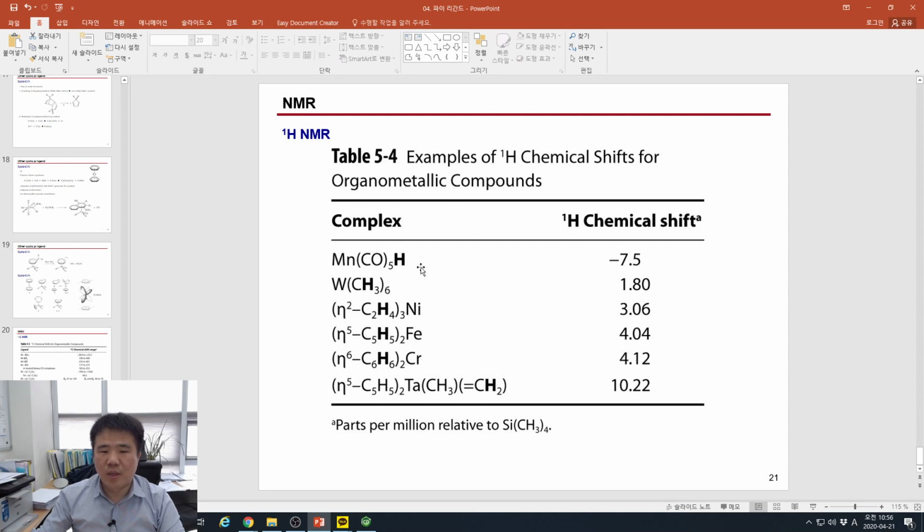How about proton? Proton is the same. The chemical shift in this case is shielded, so minus 7.5. But in this case, it is deshielded and downfield. So what I want to say is that the chemical shift of carbon or proton depends on the environment of the complex. Okay? Any questions?